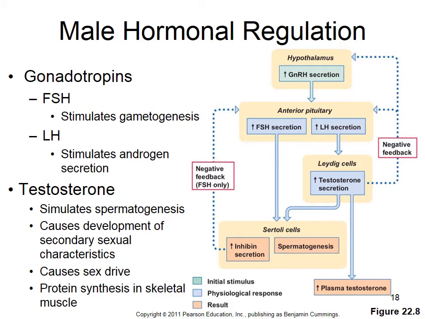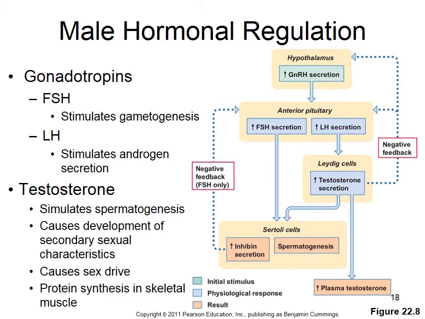LH targets the Leydig cells. Those are the interstitial cells that are found between the seminiferous tubules in the testes. And when LH levels increase, the Leydig cells produce testosterone in response. Okay, testosterone then negatively feeds back on luteinizing hormone secretion and GnRH. Okay, so that you get nice stable levels of testosterone. Okay, because it works by negative feedback.